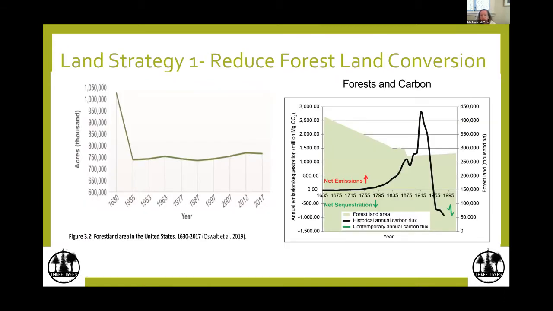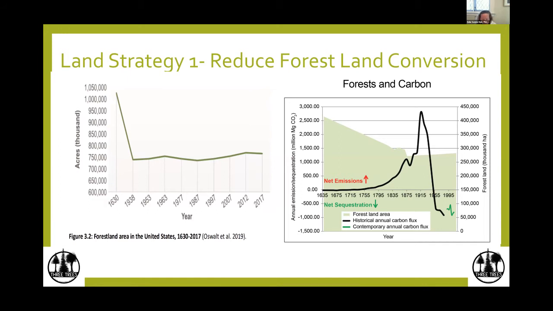The first strategy: reduce forest land conversion. When you convert forest land to another use, you're changing the average amount of carbon that's stored on a land, from a lot in a forest to a little in, say, agriculture or a paved parking lot.